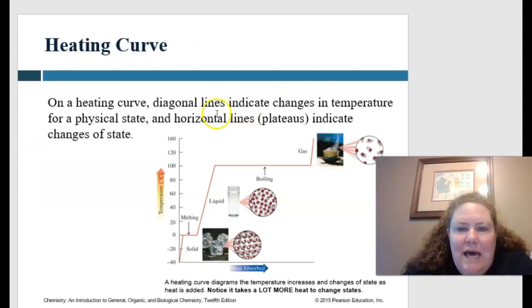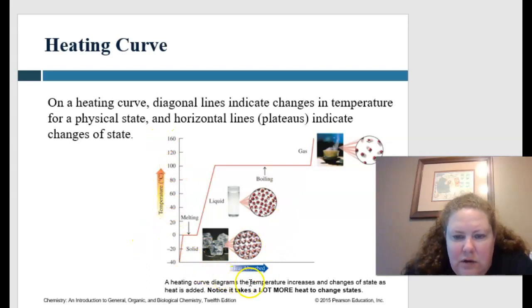On a heating curve, the diagonal lines indicate the changes in temperature for a physical state, and the horizontal lines, or the plateaus, that you can see here and here, indicate when it's actually changing state. So again, using water as an example, we have our solid temperature here, and then we hit a point, our temperature point of 0 degrees, and that would be the melting. And then we go up to 100 degrees, and that would be when we'd start to boil and turn it into a gas. Okay, and this on the x-axis, we talked about axes before, is the heat that is absorbed versus the temperature in degrees Celsius.